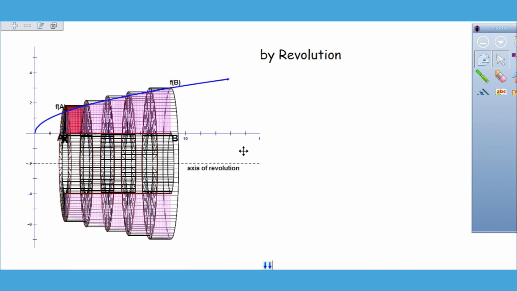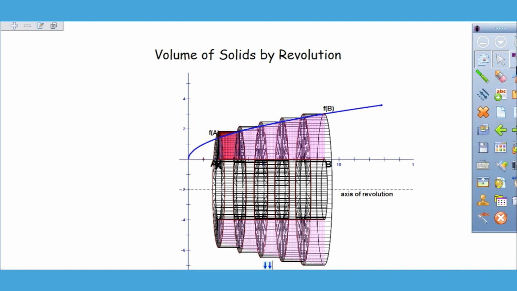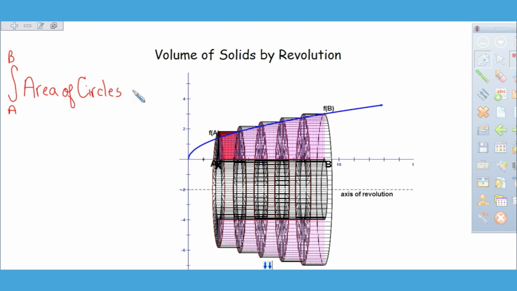I am going to add up from A to B. Notice when I said add up, I did the integral, because that's what integration does. It adds up whatever follows it. The area of the donut, of the circles. And why did I say circles? Because there's an outer circle and an inner circle.